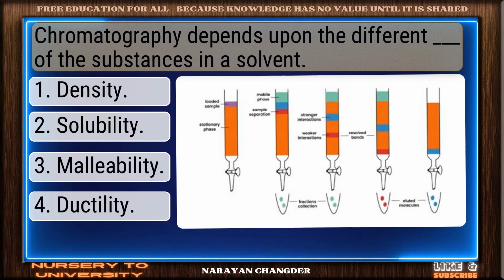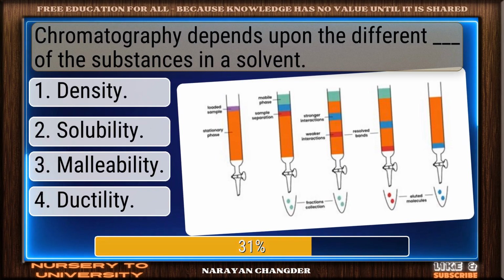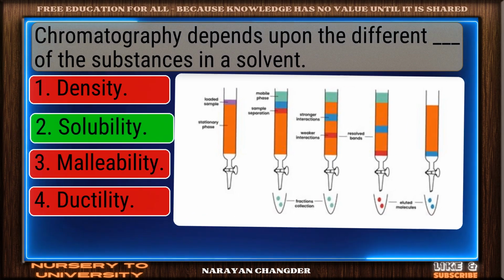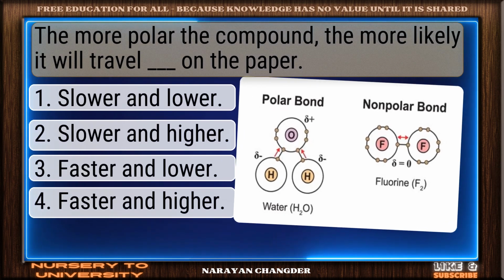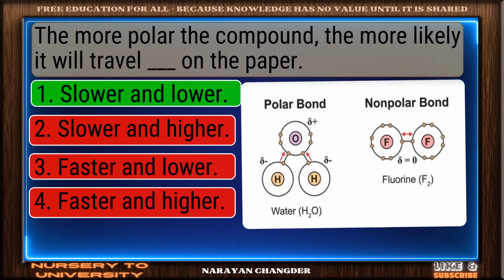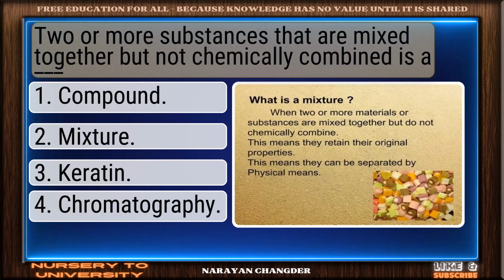Chromatography depends upon the different dash of the substances in a solvent. Correct. Solubility is the right answer. The more polar the compound, the more likely it will travel dash on the paper. Great thinking. Slower and lower is the right choice.